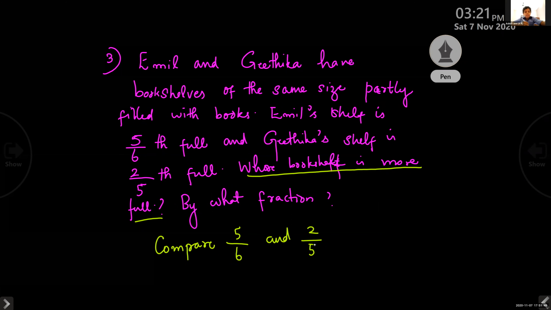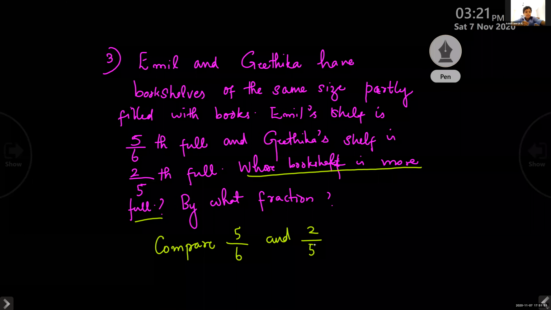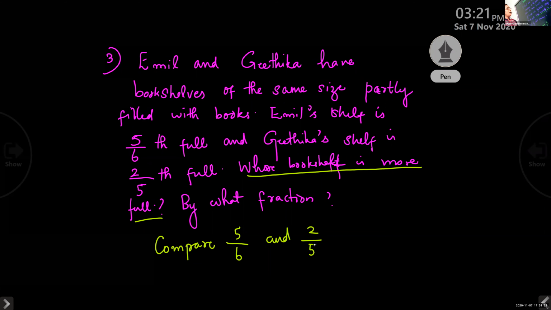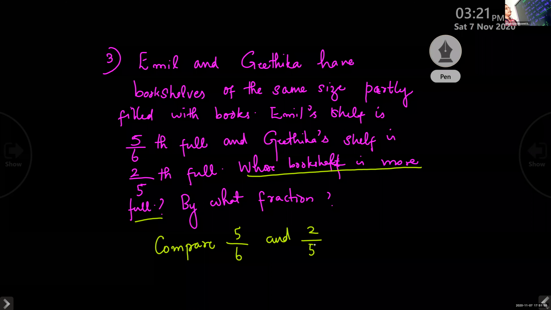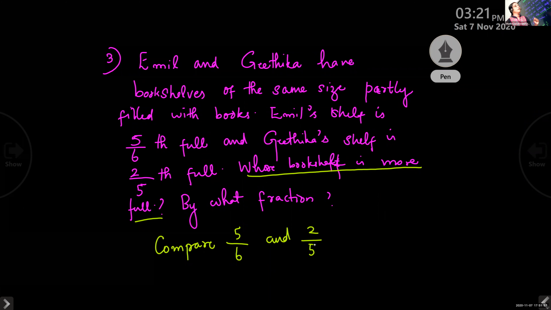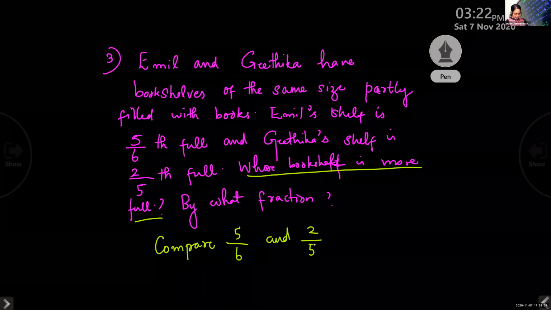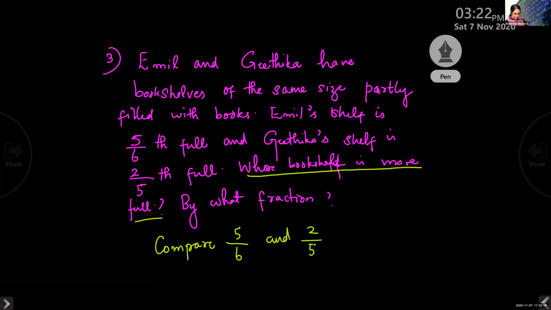LCM method, right? Look at the denominators. If they are same, you can compare them, and if they are different, you should find the LCM. Clear? Yes, ma'am.